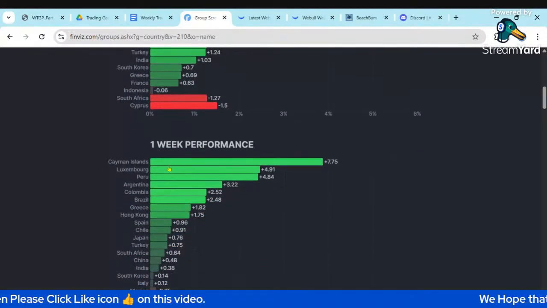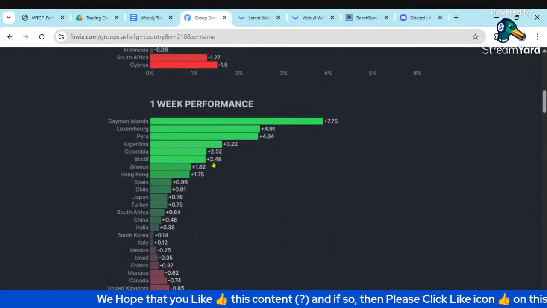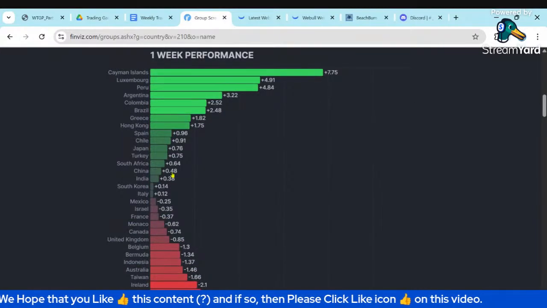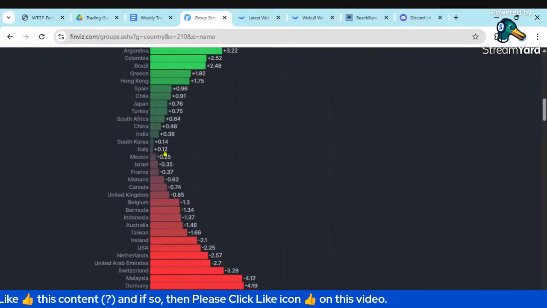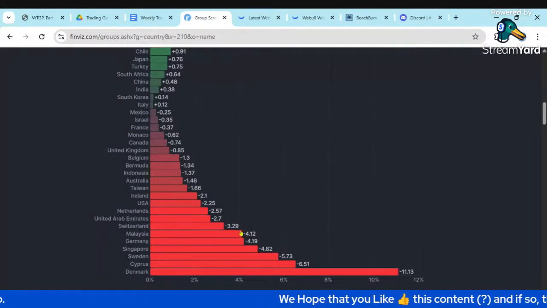So for the week, Argentina, Brazil, Spain, South Africa positive. China just slightly positive for the week. South Korea, Mexico, slightly negative. So the weakest, Singapore, Malaysia. Again, we saw a rebound on Friday.